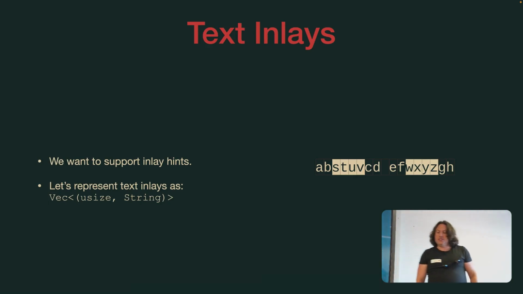Another feature we want is inlay hints. This is something that Visual Studio Code also has. This allows you to annotate your code with things like type information that's generated by, say, Rust Analyzer. We also want that, so the way we represent inlay hints is by having a vector of byte offsets and strings. The string is the text for the inlay, and the byte offset determines where in the text it ends up. So that would end up rendering something like that.